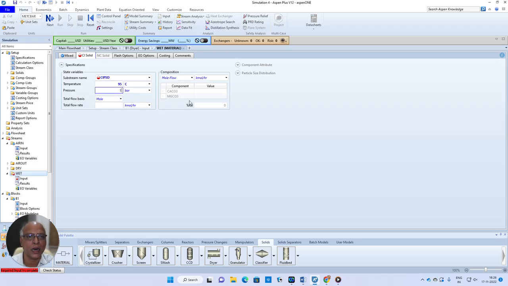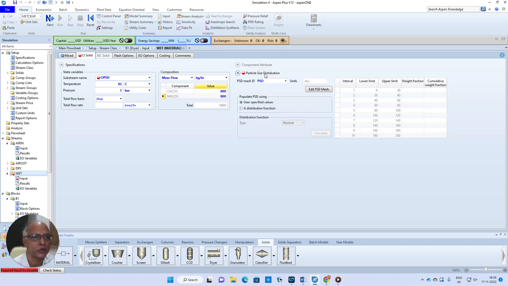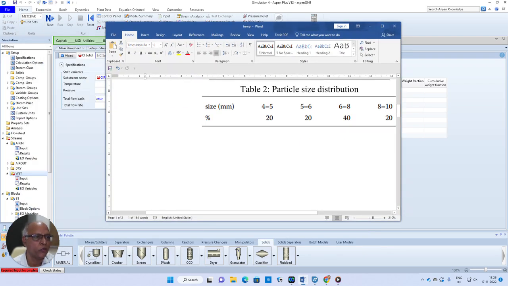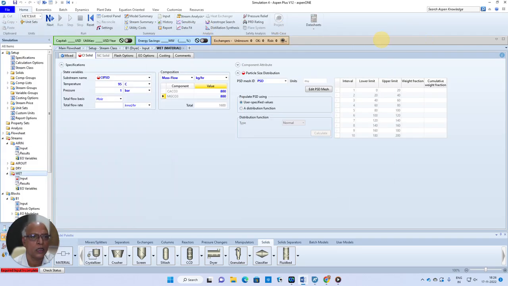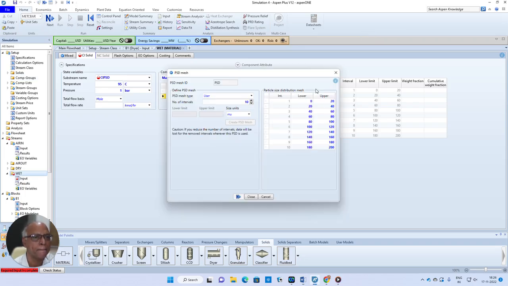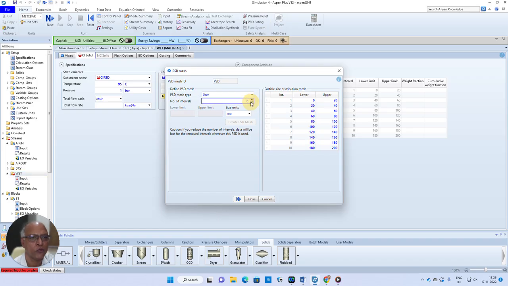25 degrees centigrade, 1 bar, and we know the mass flow of both these components, 800 and 800. Now, because we have taken this as PSD substream, it is asking for particle size distribution. Now, how many intervals do we have? So we have this data available, 1, 2, 3, 4, 4 intervals. So let me reduce this. Number of intervals are only 4.